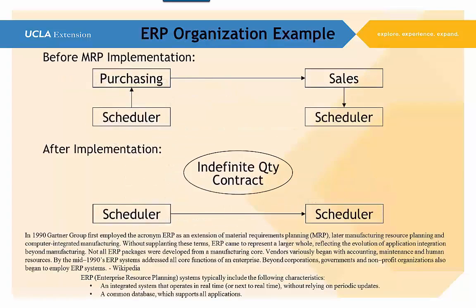For instance, here's a layout. There's two strategies here. One on the top is before MRP implementation and one is after. MRP is a materials requirements planning system. It started out in 1990 by Gartner, and it was called ERP, which was really enterprise requirements planning. It went to material requirements, and then it came back to ERP, where once again it's enterprise resource planning systems.